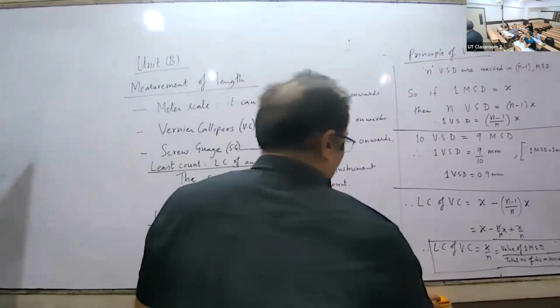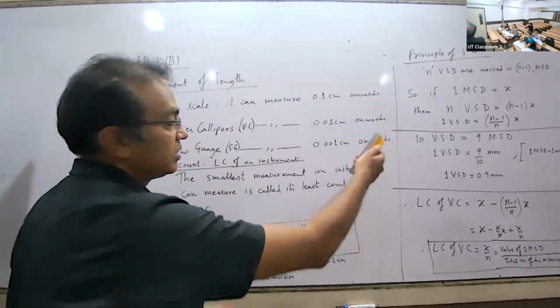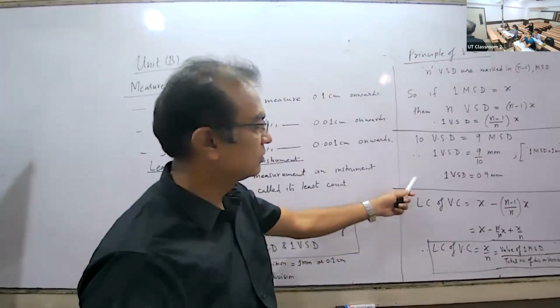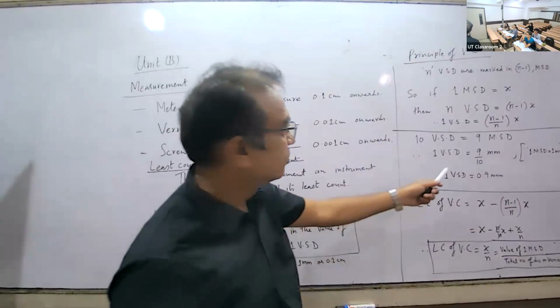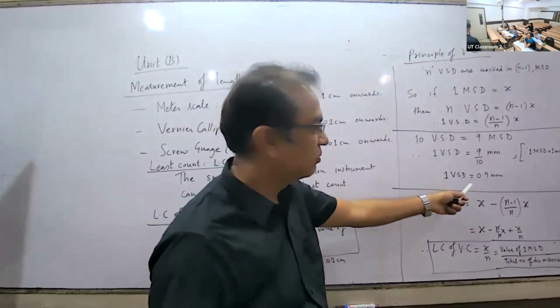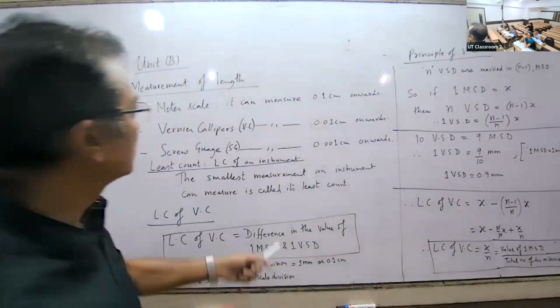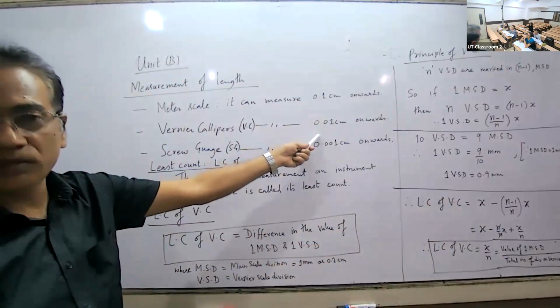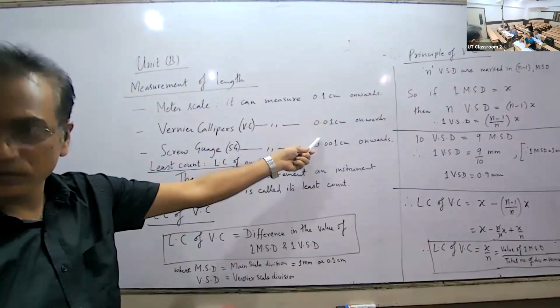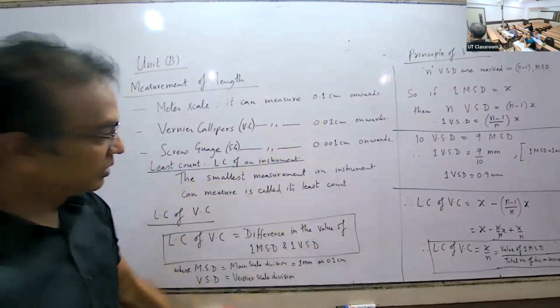Okay. So, what is the least count for this case now? One main scale division is 1 millimeter minus 0.9. So it will be 0.1 millimeter. So we get this. 0.1 millimeter is 0.01 centimeter. Okay.